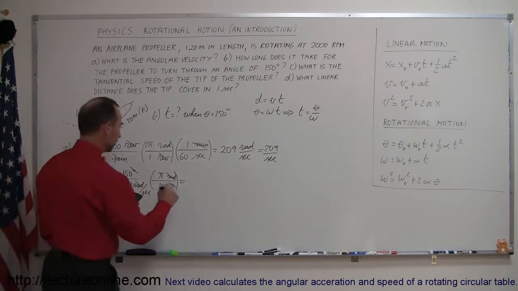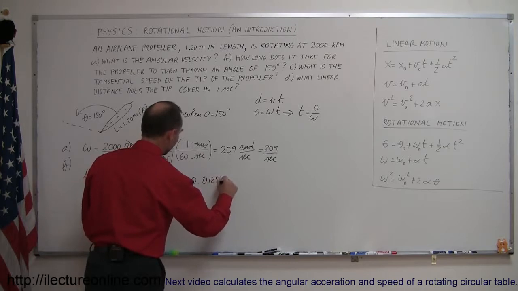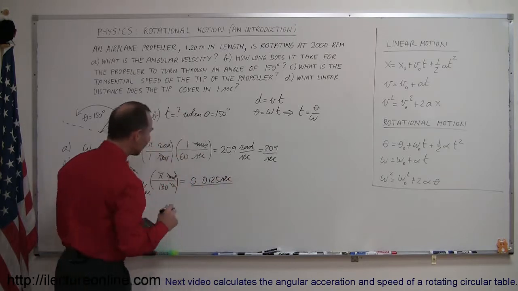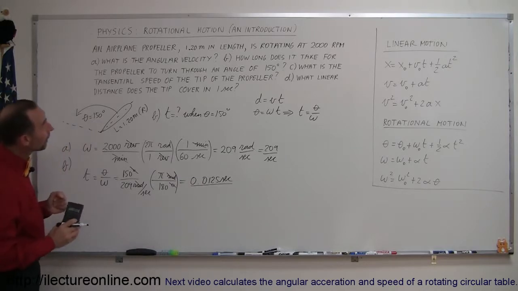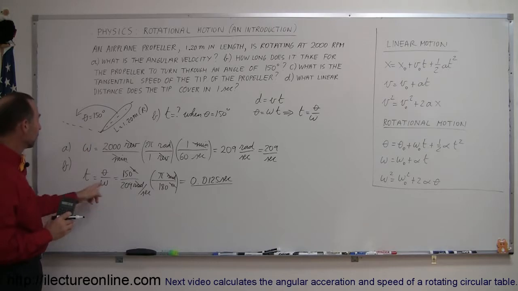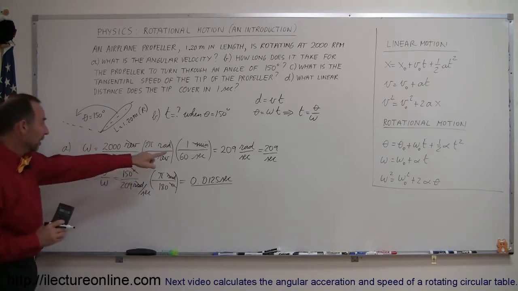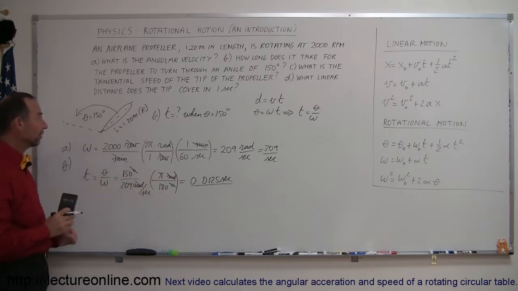And there we go. So this is equal to 0.0125 seconds. So that's the answer for part B. There we're supposed to find the time that it takes the propeller to turn to a certain angular distance. We knew what the distance was. We knew the angular velocity from part A, but we had to convert from degrees to radians.